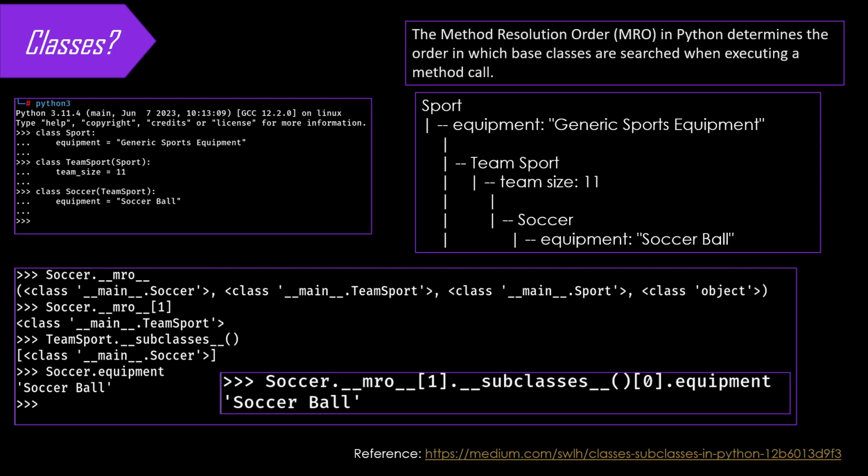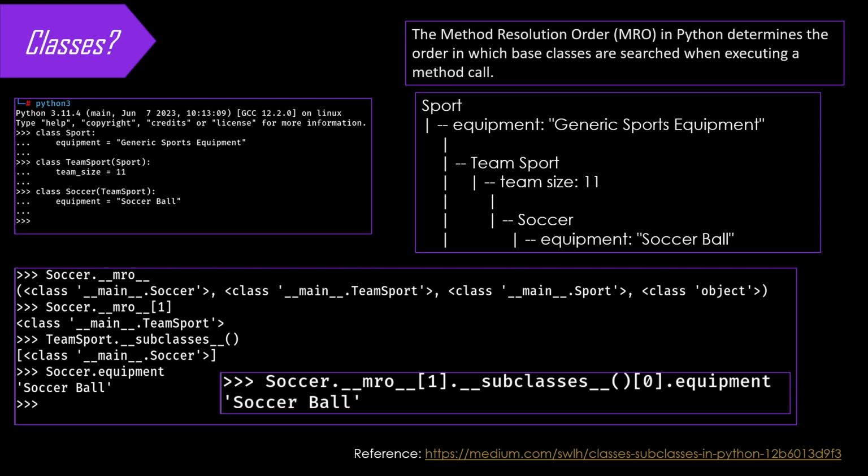We have a base class, Sport, which we can consider as a generic category. Sport has attributes like equipment and team size that apply to all sports. Now, if we move to a more specific type of sport, like a team sport, it inherits all attributes and methods from Sport. Then, if we want to, we can get even more specific with, for example, a Soccer class that inherits from TeamSport. Then a layer below, we have equipment, which is set to soccer ball.